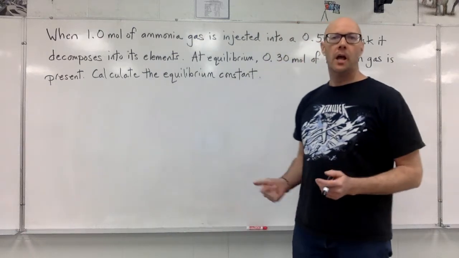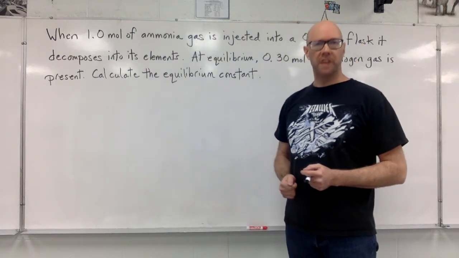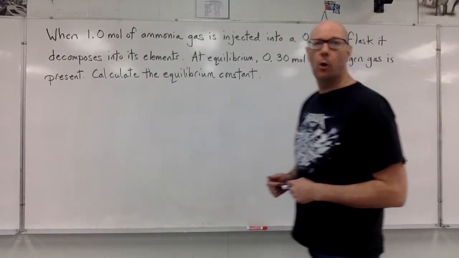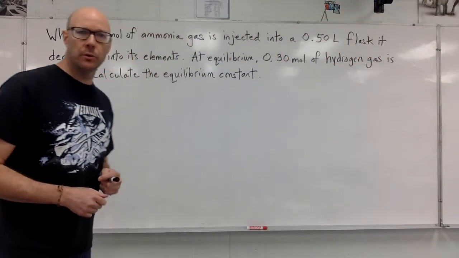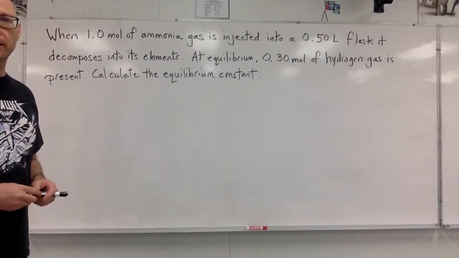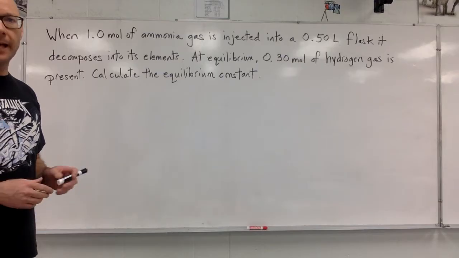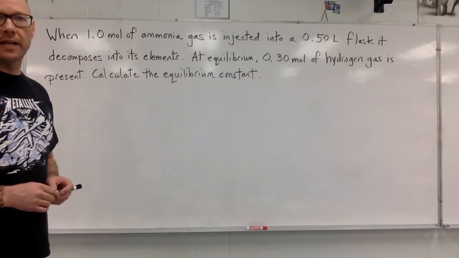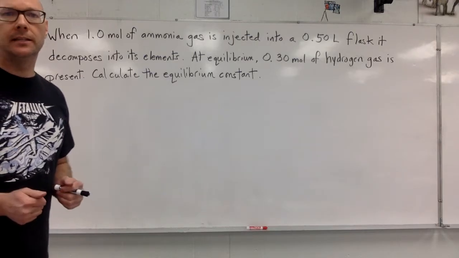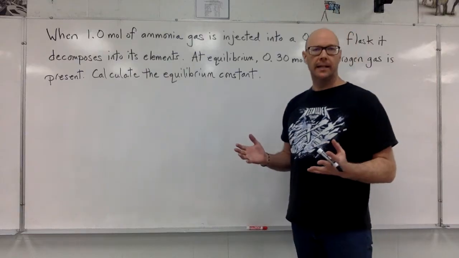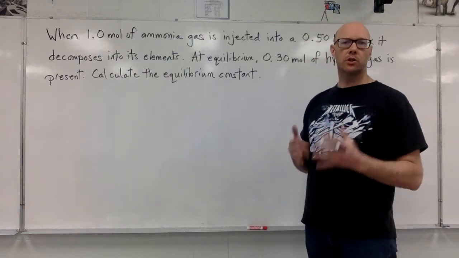Hi everyone. Here's a second icebox example problem. When 1.0 moles of ammonia gas is injected into a 0.50 liter flask, it decomposes into its elements. At equilibrium, 0.30 moles of hydrogen gas is present. Calculate the equilibrium constant. The first thing to highlight is that this is an icebox question.